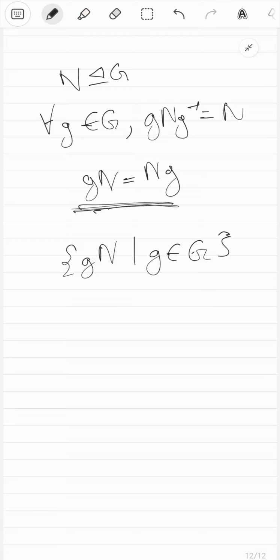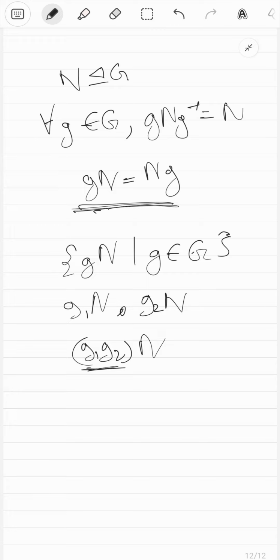We can notice some nice properties about this. Firstly, there's closure, right? For any g1n and g2n, you multiply them together, that just becomes g1 g2 times n, but this thing is something from capital G, so that's another coset. And so there's closure.